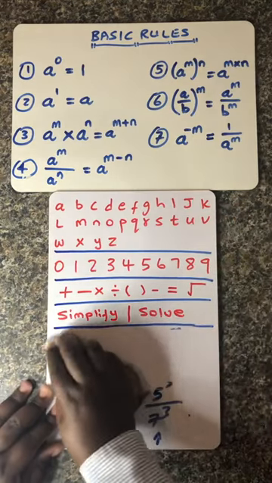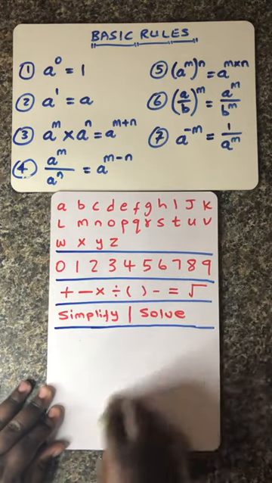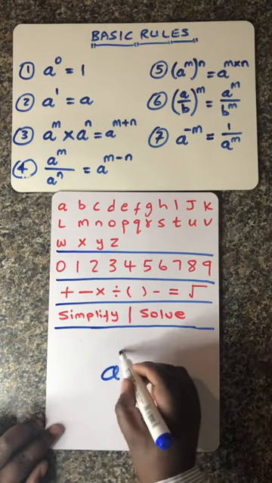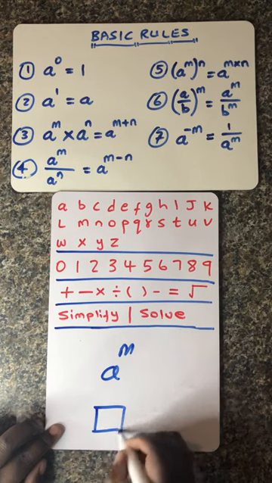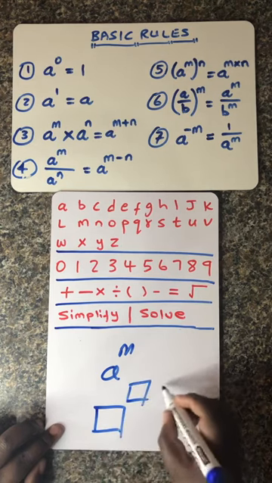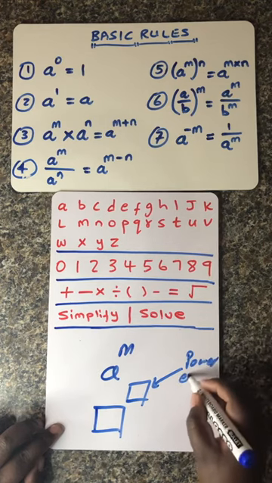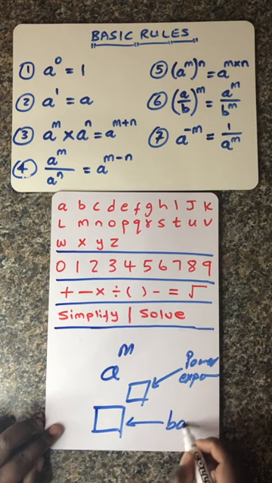So guys, I just remember that I need to mention something to you so that we use maths language. So for example, a to the power m. Guys, this is the box for a, this is the box for the power. So we call this power, or you can call it exponent. And we call this number a base.